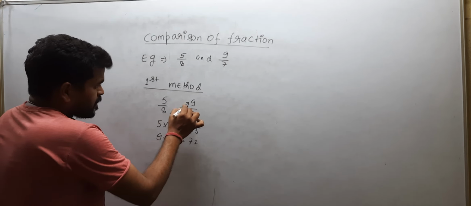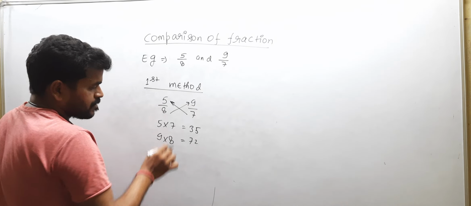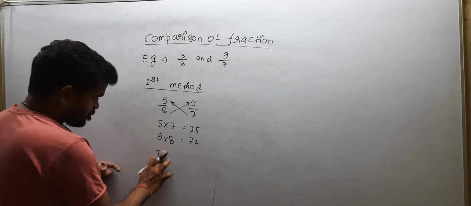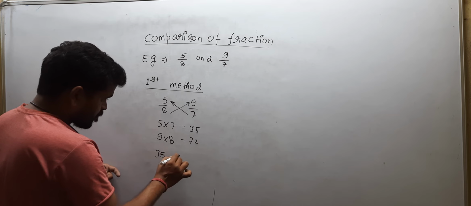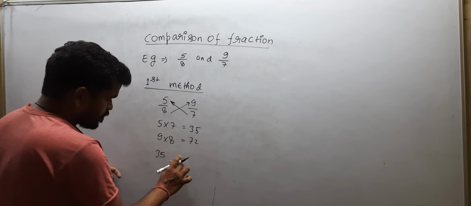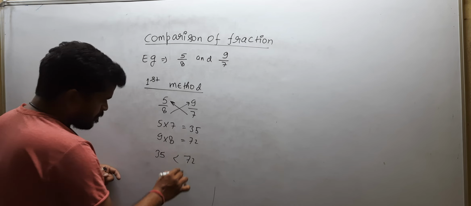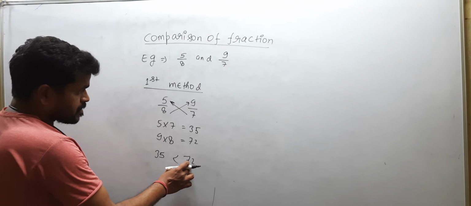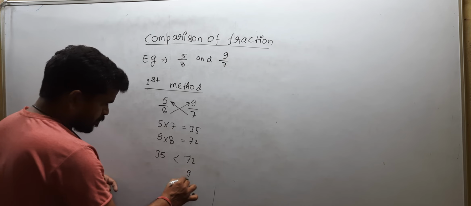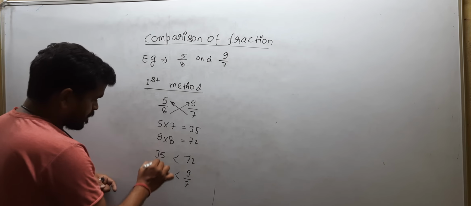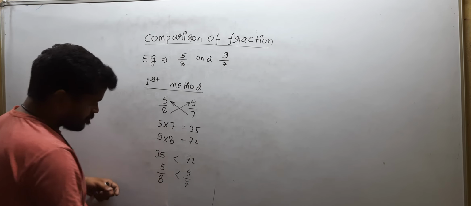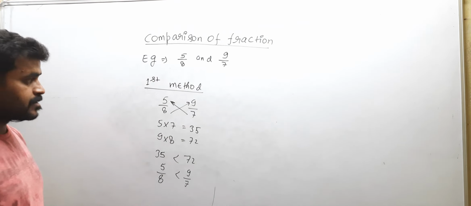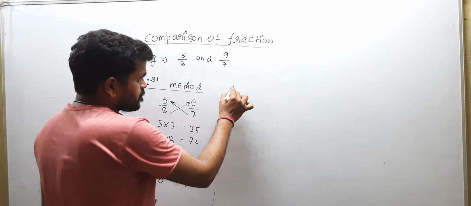So 8 goes here and 7 comes here. So here becomes 35 and this becomes 72. So after cross multiplication, 72 is greater than 35, and 72 comes on the side of 9 upon 7 and 35 comes on the side of 5 upon 8. So which fraction is greater? 9 upon 7.